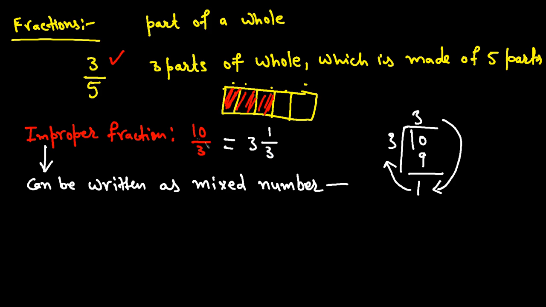Okay, and how can you get an improper fraction out of this? These two numbers, we multiply them and then we add this number in the numerator. So 3 times 3 is 9 plus 1 is 10. So 10/3. So this mixed number is basically 3 plus 1/3. So 3 is a whole part and 1/3 is a fraction part. That's why we call it a mixed number. It has a whole and a fraction.